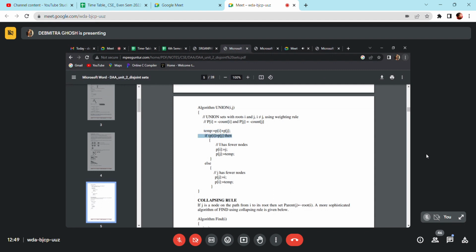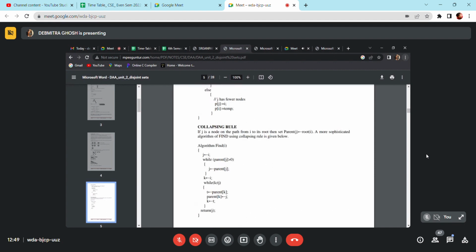Then comes the loop. We are checking a condition. If i is greater than j, means the parent node is greater than the child nodes, then what will happen? i has fewer nodes. So this is the condition. Parent node of i is equal to j and also the next. Else the condition. This is for the union.